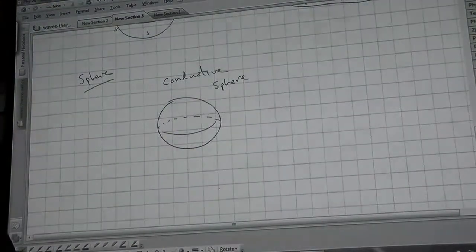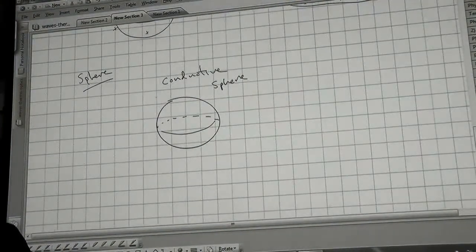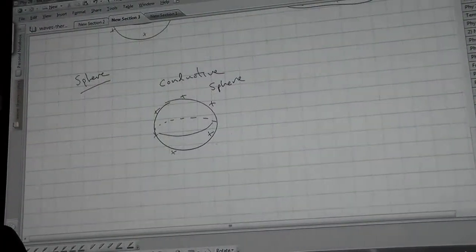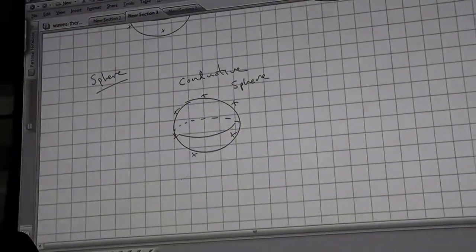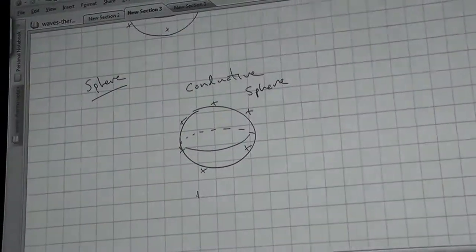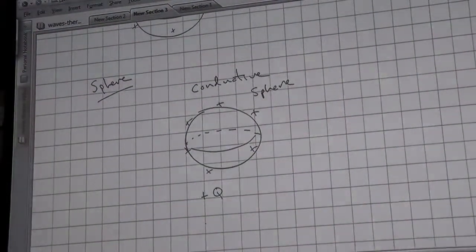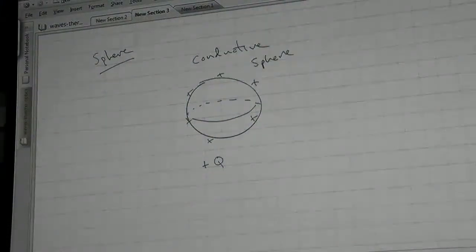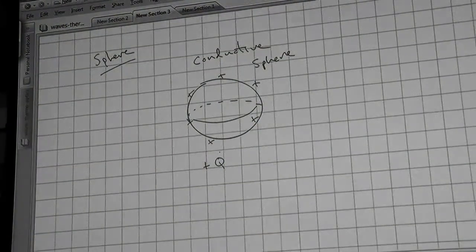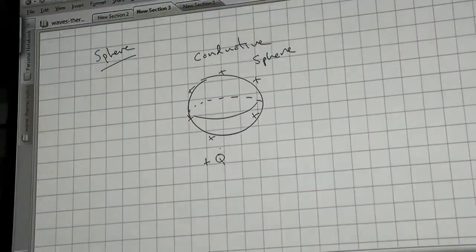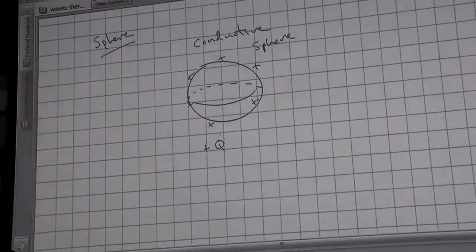And let's put some excess charge on it. It's going to distribute uniformly over this outer surface, and we'll just say it has positive charge Q, capital Q. So what do we do with electric field? If we wanted to find the electric field some distance r away from this, how would we do that?